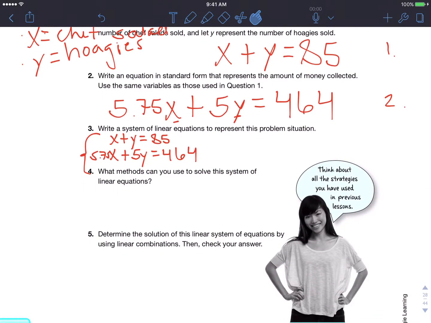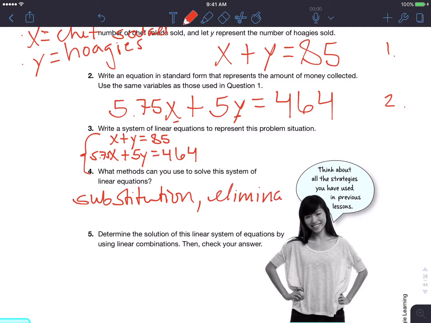Number 4. What methods can you use to solve this system of linear equations? So basically it's telling you how can you solve this. You can use any method. You can use substitution. I hope I spelled that right. We can use elimination. And our old favorite, graphing. But graphing in this case is more work.